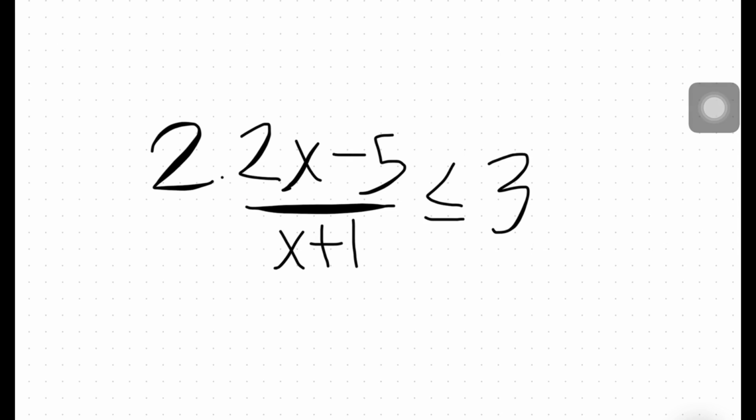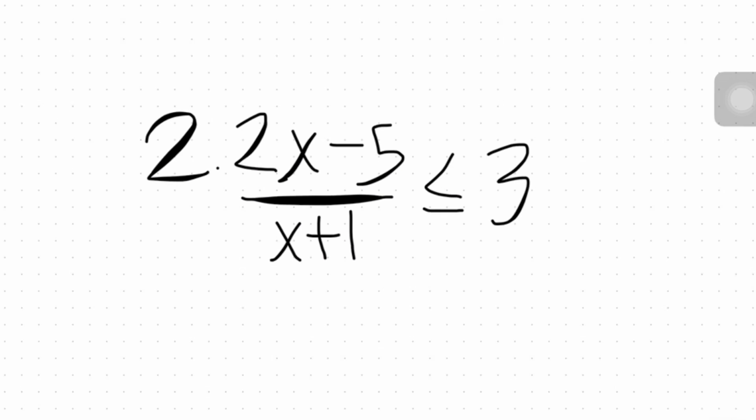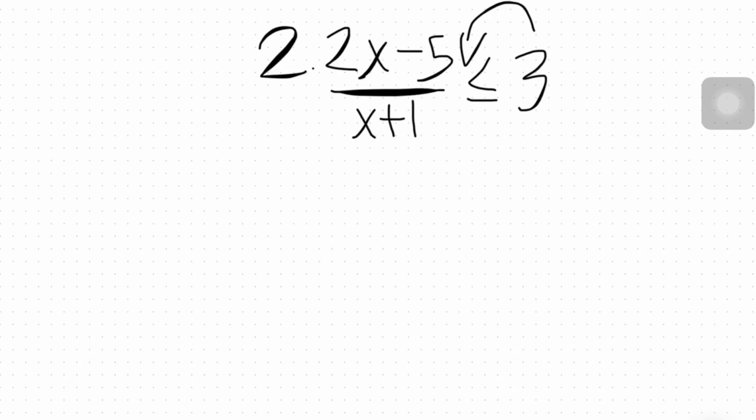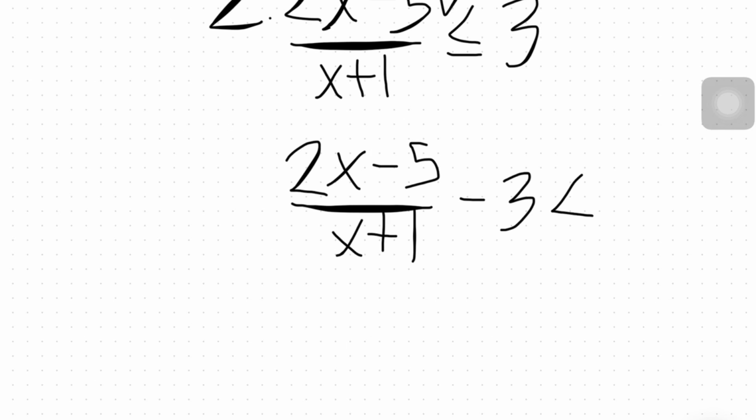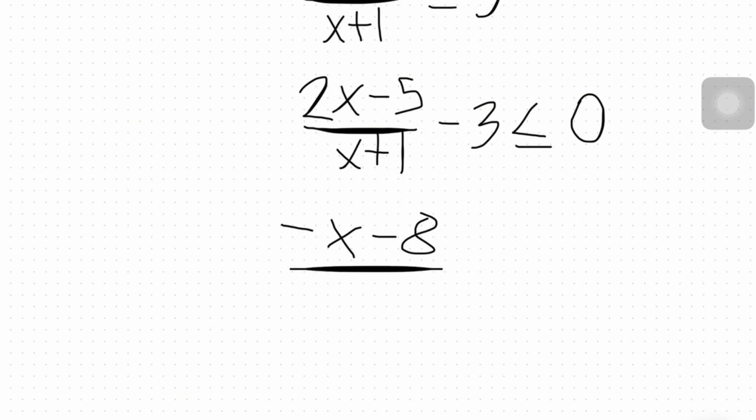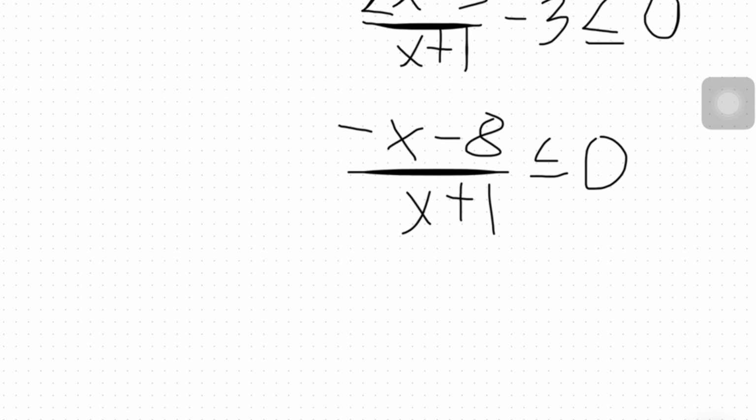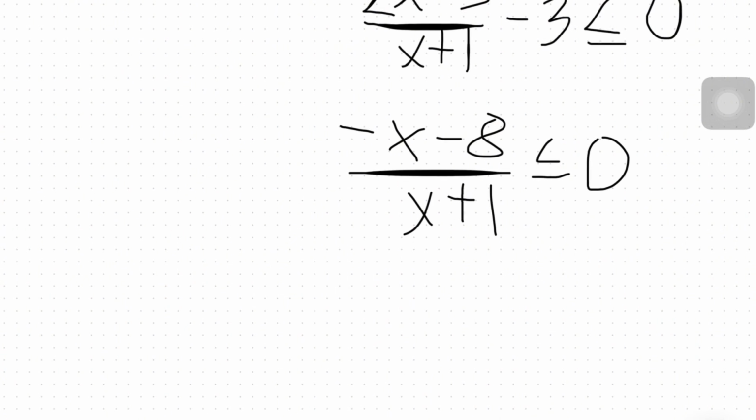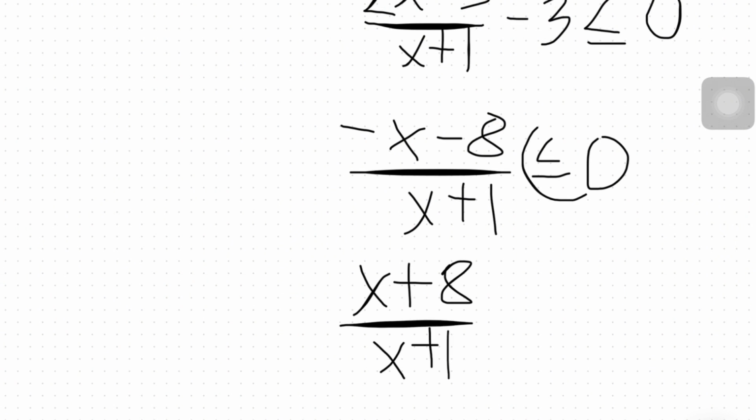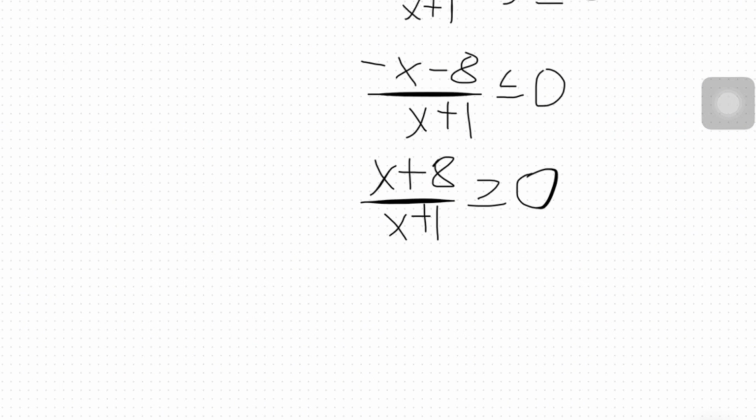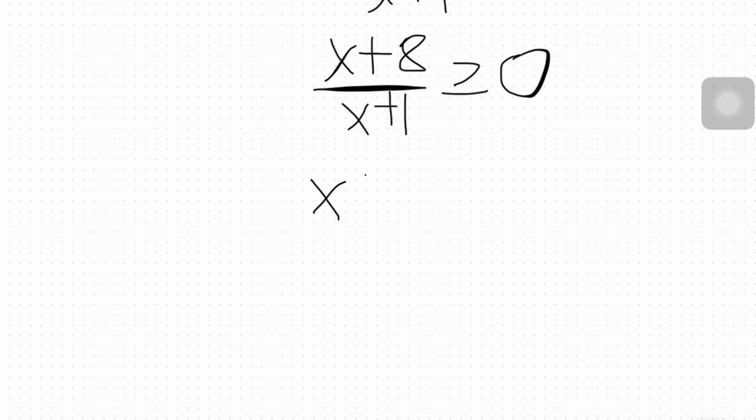Now, for example number 2, we're gonna use 2x minus 5 over x plus 1 is less than or equal to positive 3. We want 0 on one side, so put the 3 on the other side and subtract them. Now, this gives us negative x minus 8 over x plus 1 is less than or equal to 0. It's helpful to remove that leading negative in the numerator, so we multiply each side by negative 1. Now, that gives us x plus 8 over x plus 1. Take note that multiplying an inequality by a negative flips the inequality sign. Now, we can start getting the critical points.